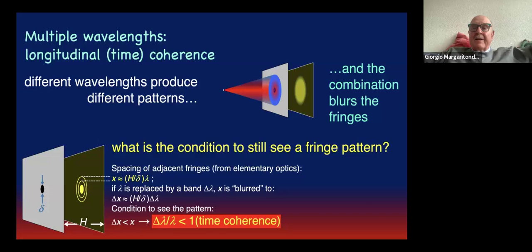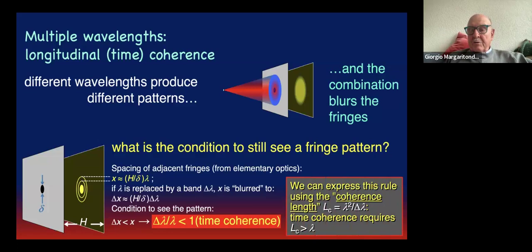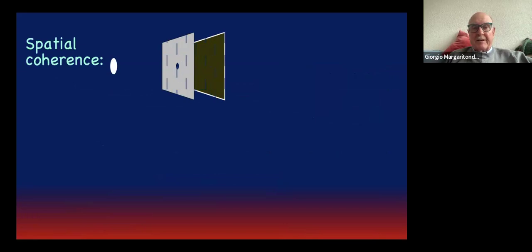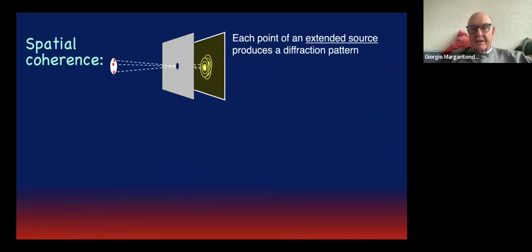Quite often, when you're looking at imaging, you find that you use a parameter in order to express the same concept, which is the coherence length, which is defined in this way, and therefore the time coherence requires that the coherence length is bigger than the wavelength. So this is the simple approach to time coherence. Now let me go to spatial coherence. Let's take the emissions from different points in the source, and then the combination that can give you just a blob.